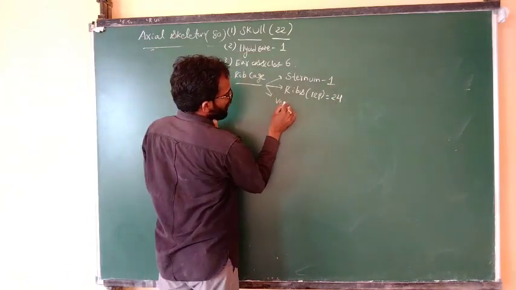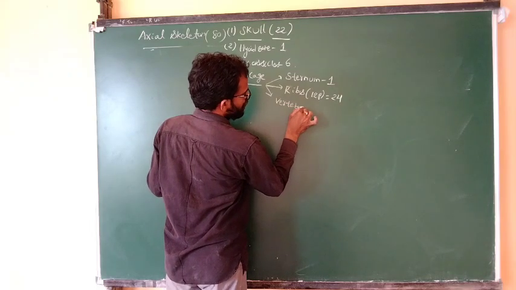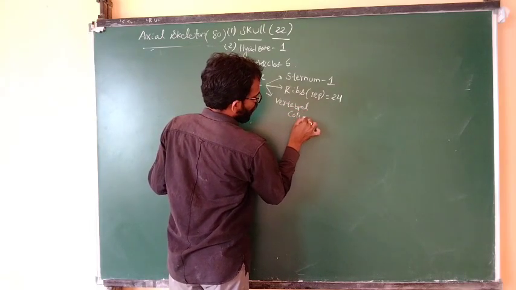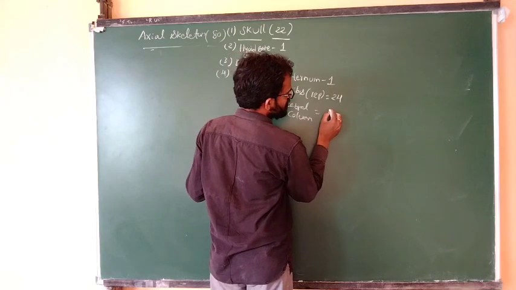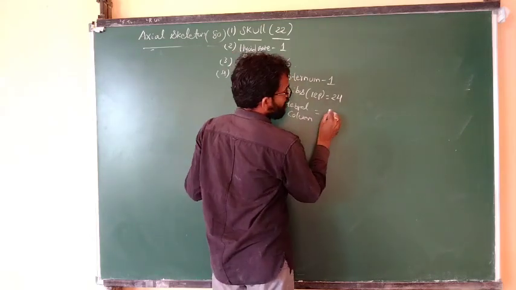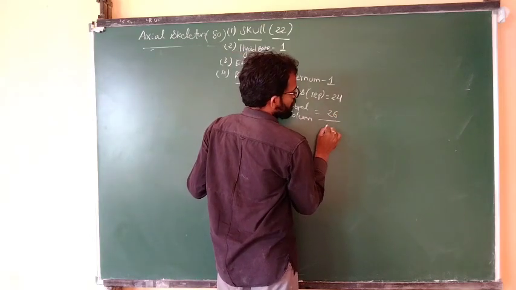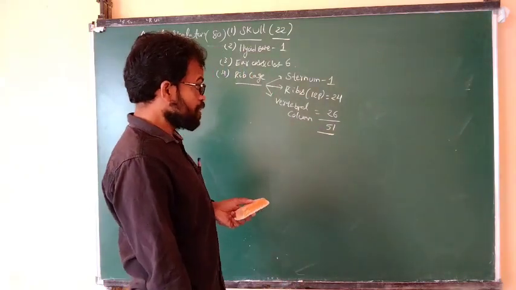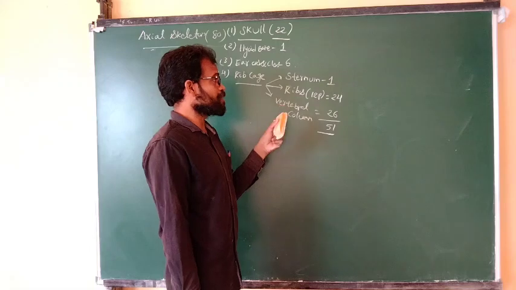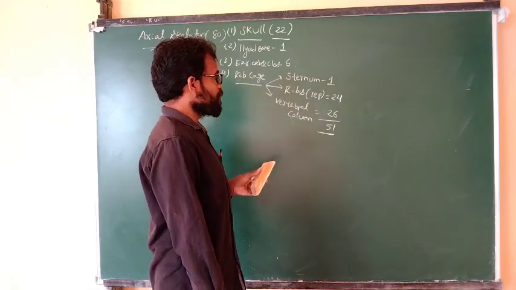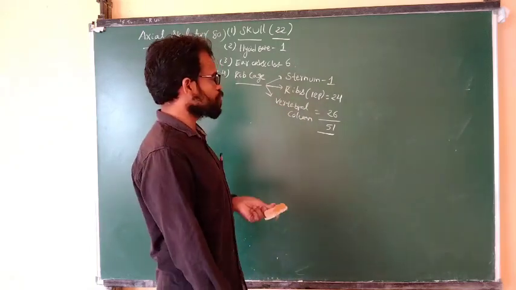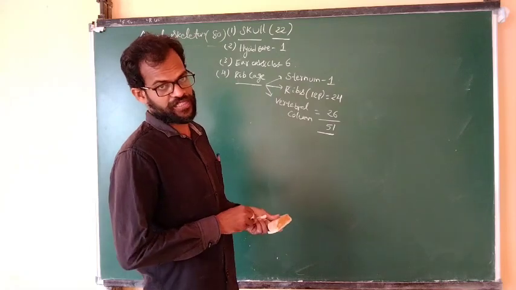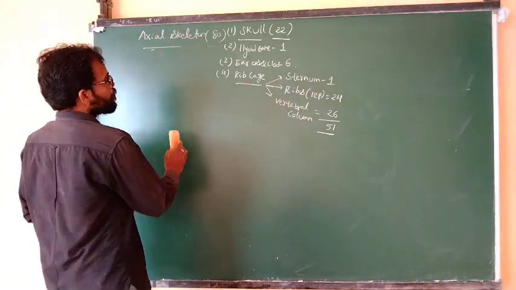Next, the vertebral column. It consists of 26 bones. Ribs, 24, which is 12 pairs. Sternum, 1 bone. Vertebral column, 26 bones. Total bones, 51.